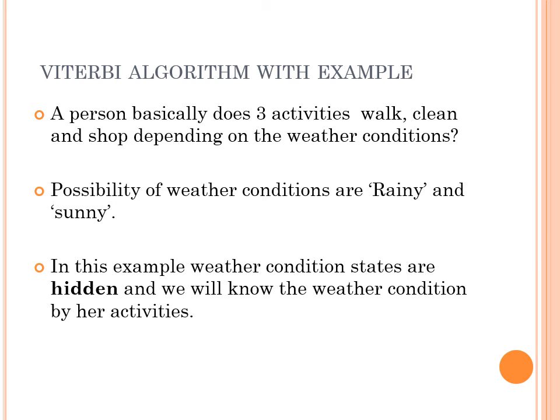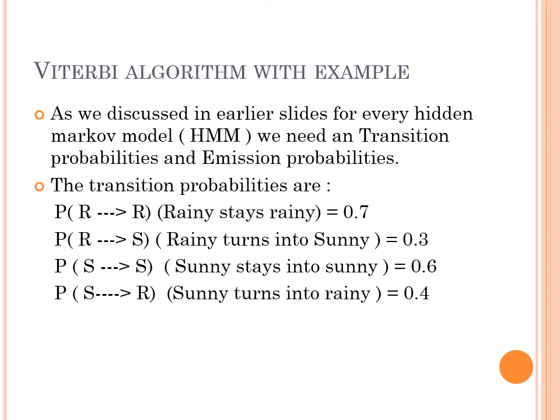Let us consider one example. A person basically does three activities: walk, clean, and shop, depending on the weather condition. Let us say the possible weather conditions are rainy and sunny. In this example, the weather condition states are hidden, and we get to know the weather condition from her activities. So let us discuss the transition probability and the emission probability.